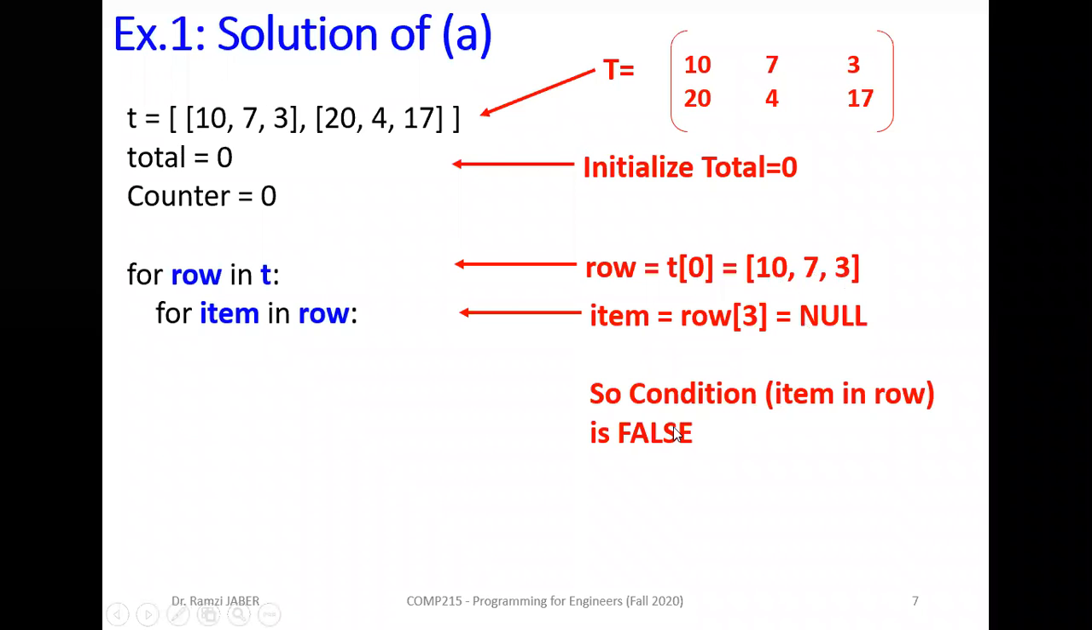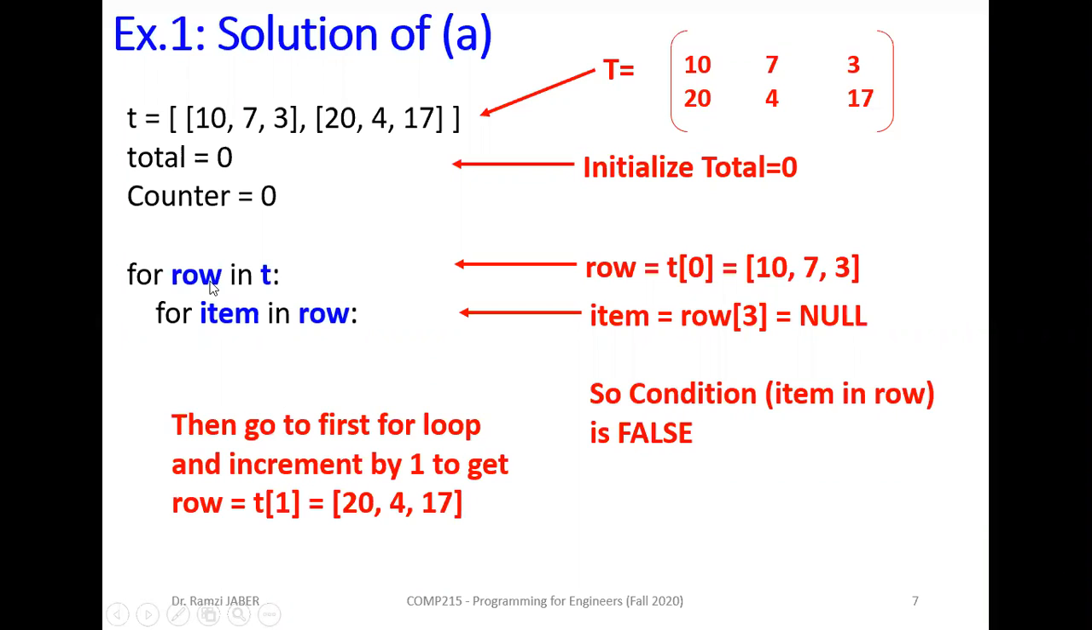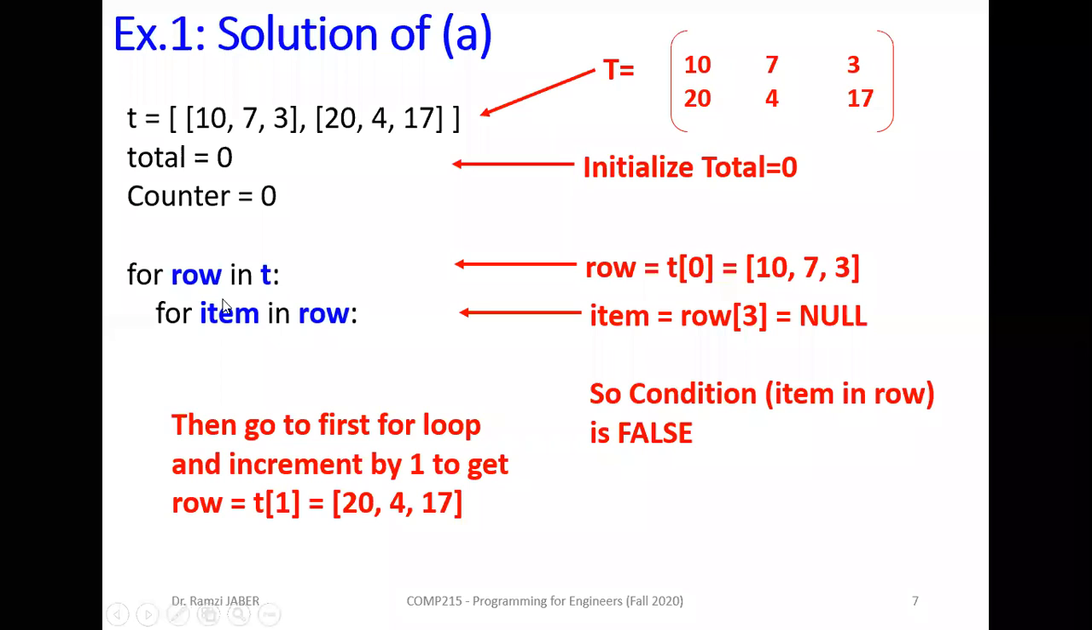So it's false. So we'll go to the first for loop, the row loop, and increment by 1 to get the new row, which will be T1, the second element, or the second row. So row now will be 24, 17, and repeat the same for the items. Okay? Any question here?